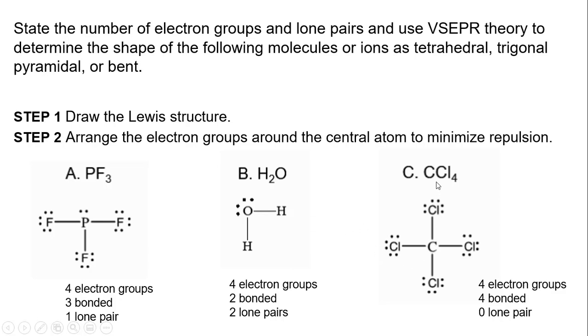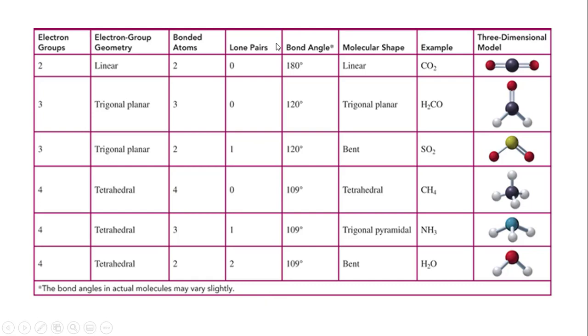And now we have carbon tetrachloride. This is very symmetrical. They're all matching. We have 4 electron groups and no lone pair. And that means that the electron group name and the shape name should be the same. So here we have 4, 4, 0, 109, and tetrahedral. And here it is. Even though this is with hydrogens, this is the shape of it. It's a tetrahedral.